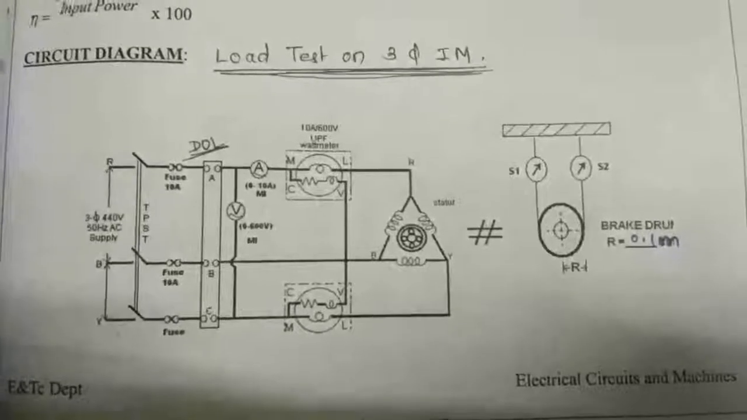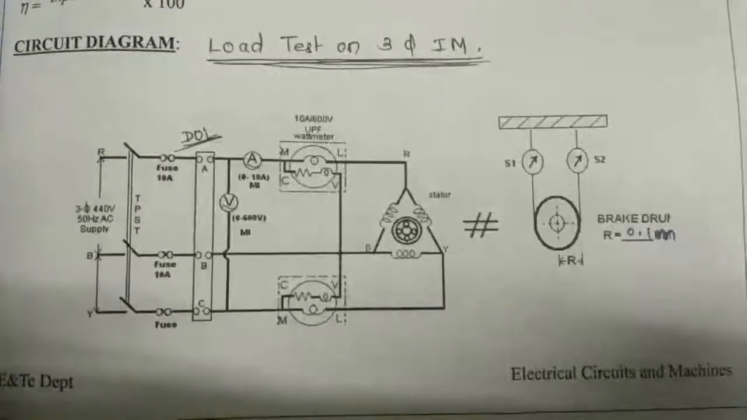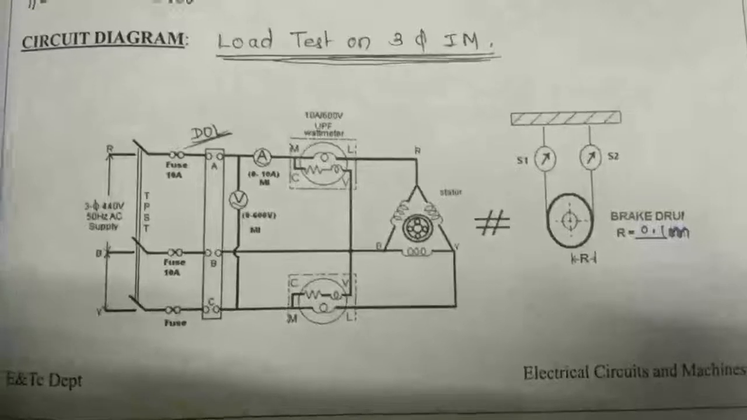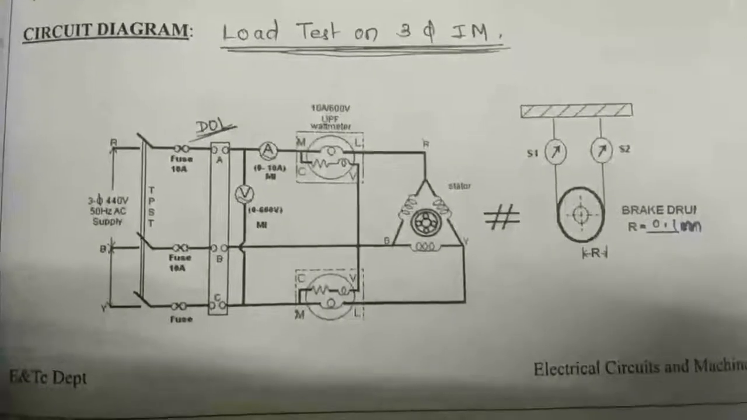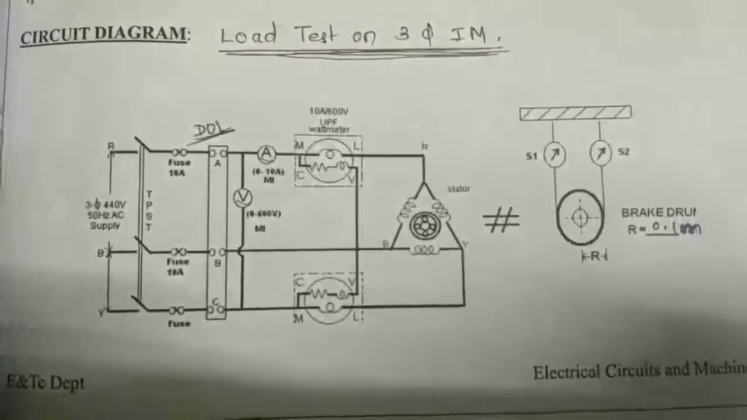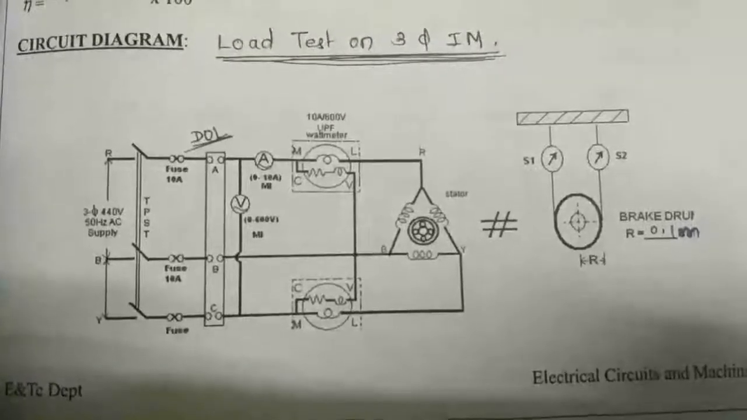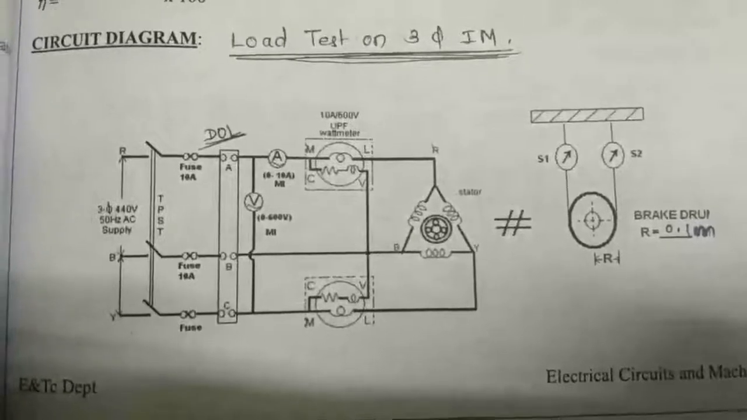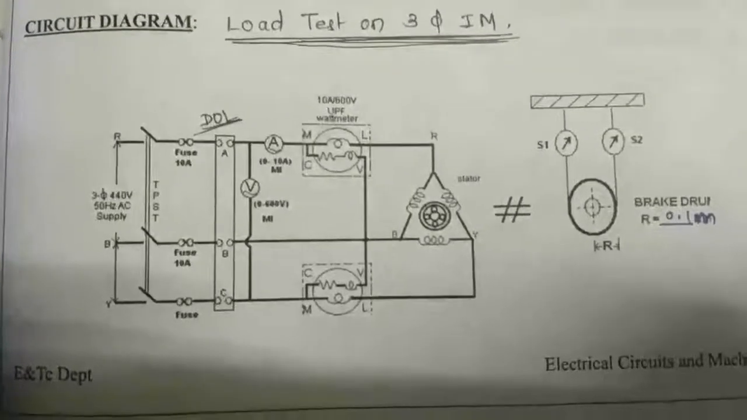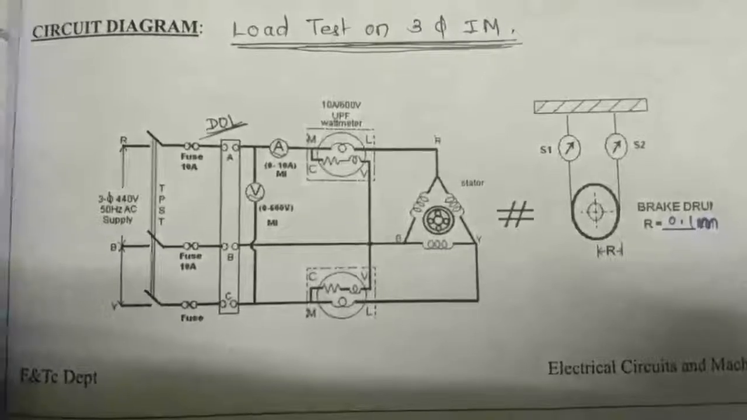This is the circuit diagram for the three-phase induction motor experiment. Here we have to measure electrical parameters as well as mechanical parameters. What is meant by electrical parameter? The motor is nothing but conversion of electrical into mechanical energy. So input is given by electrical energy, and output we are getting is the torque, right?